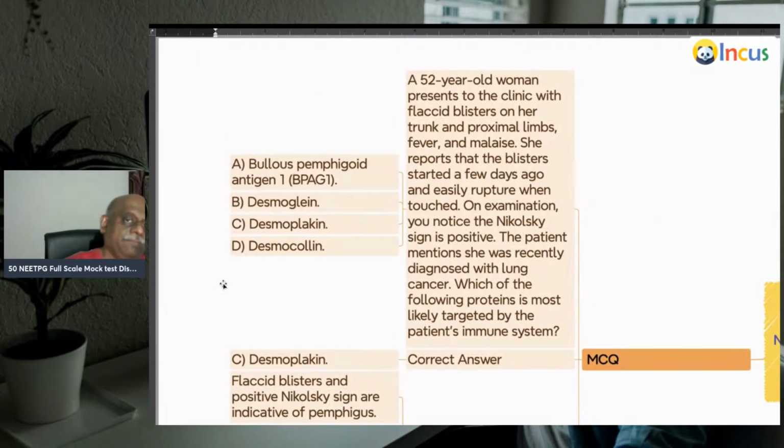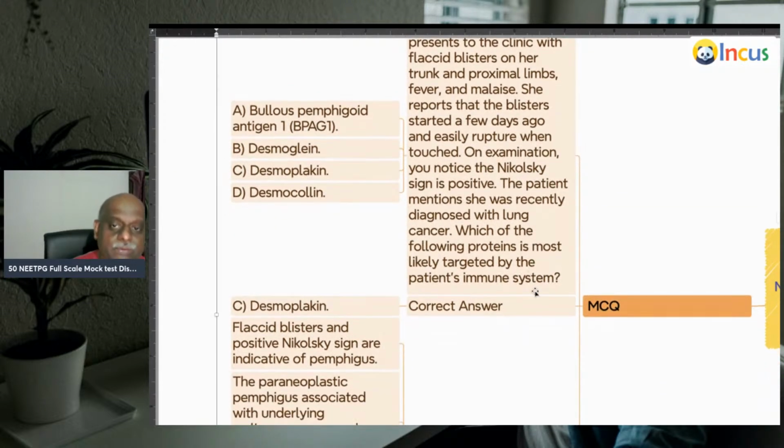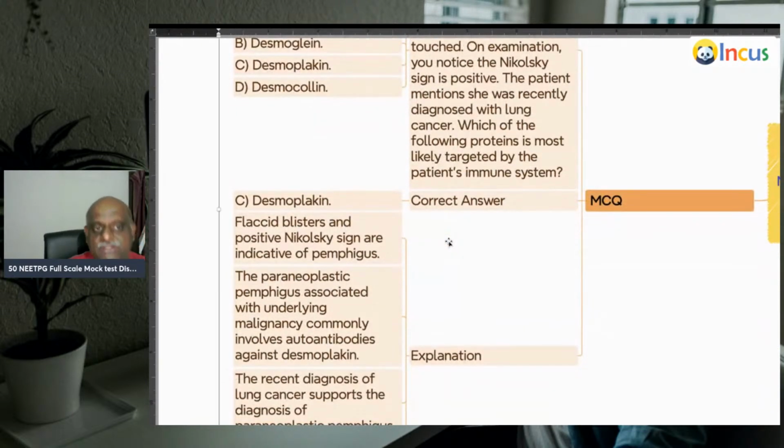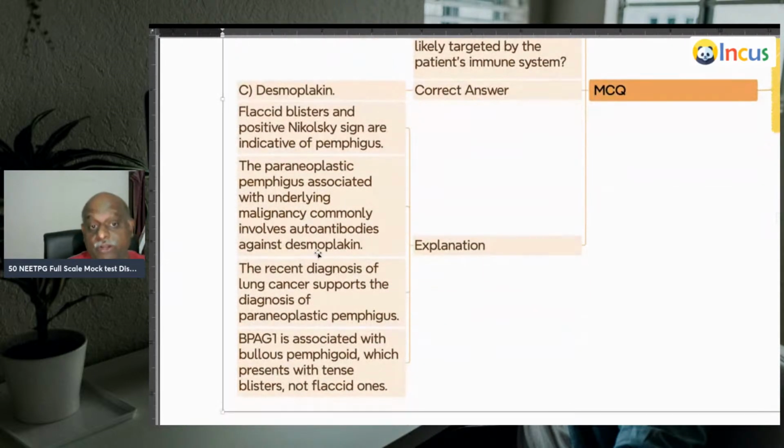A 52-year-old comes to the clinic with flaccid blisters, Nikolsky positive. She was diagnosed with lung cancer. So what is this, doctor? Flaccid blisters and positive Nikolsky are indicative of pemphigus. Paraneoplastic pemphigus involves antibodies against desmoplakin.